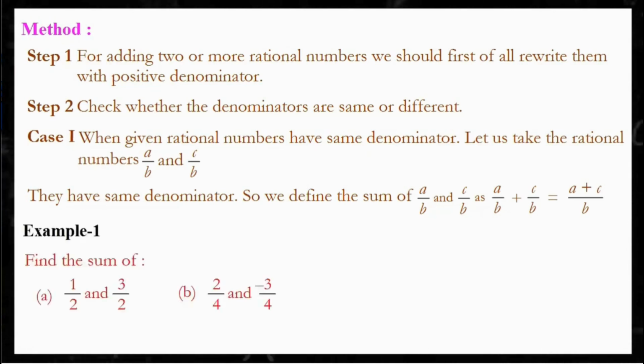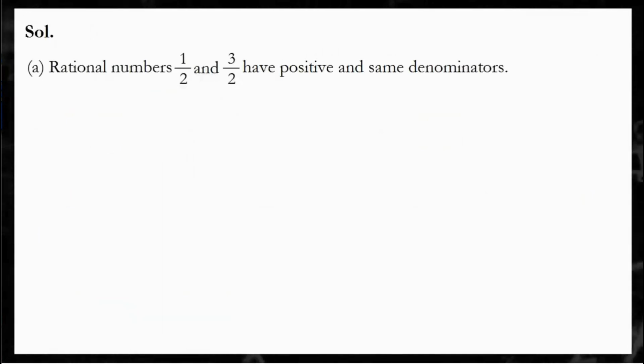Example 1. Find the sum of a, 1 by 2 and 3 by 2, b, 2 by 4 and minus 3 by 4. Solution. A. Rational numbers 1 by 2 and 3 by 2 have positive and same denominators. So, 1 by 2 plus 3 by 2 is equal to 1 plus 3 by 2, which is equal to 4 by 2, which is equal to 2.